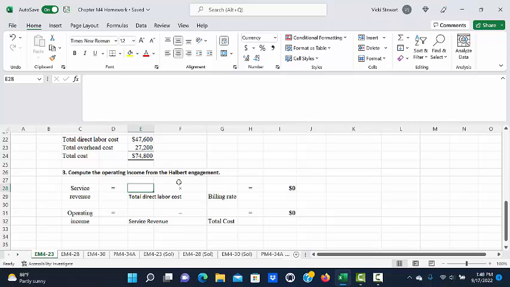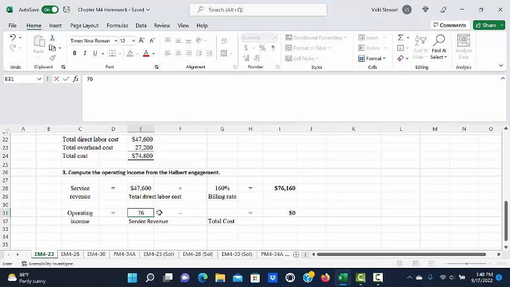In Part 3, it asks us to compute the operating income from the Halbert engagement. First, we'll need to determine what the service revenue was. So we take the total direct labor cost, which was $47,600, and then they're billed at 160% of that amount. So the revenue for the Halbert engagement would be $76,160.